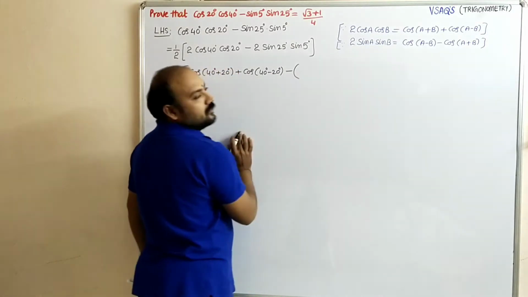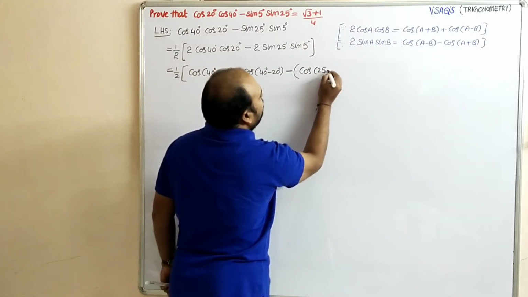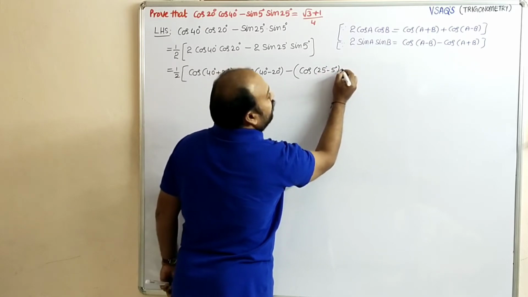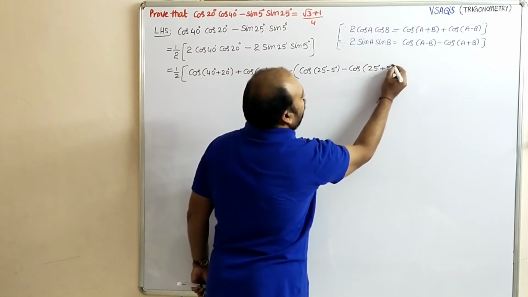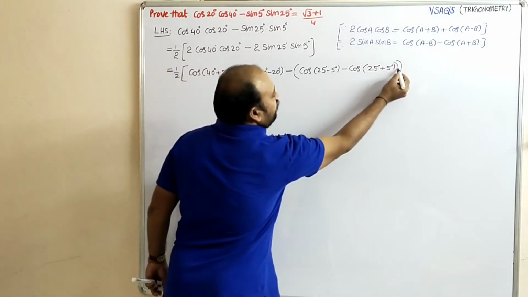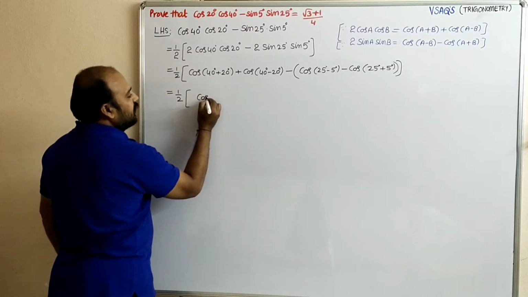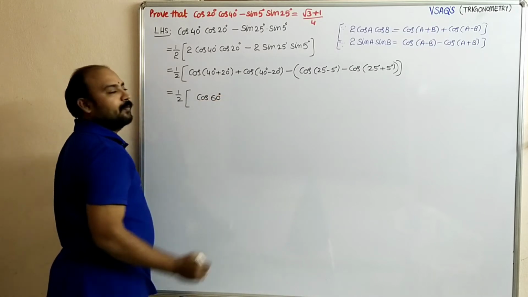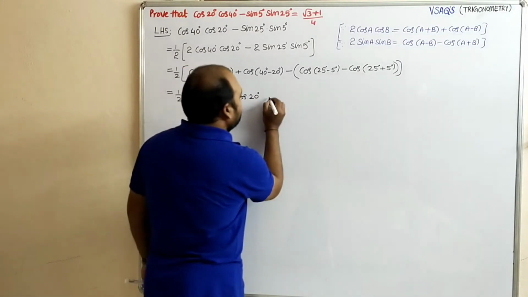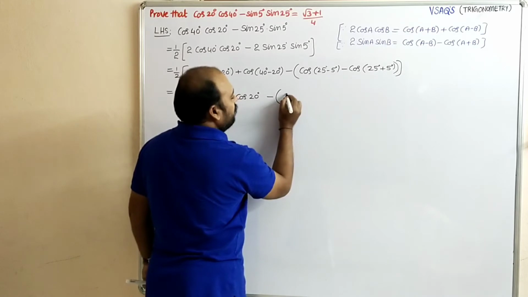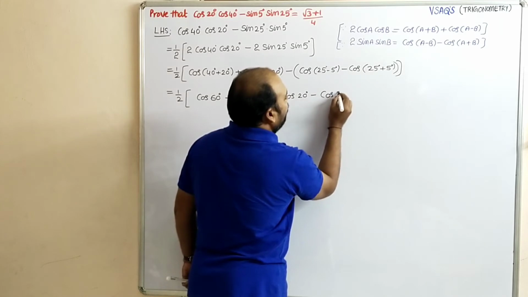Minus, keep bracket, 2 sin A sin B. Cos of A minus B, 25 minus 5. Minus cos of A plus B, 25 plus 5. So which is equal to half into cos 60 degrees plus cos 20 minus, 25 minus 5, 20, cos 20 minus cos 30, 25 plus 5.